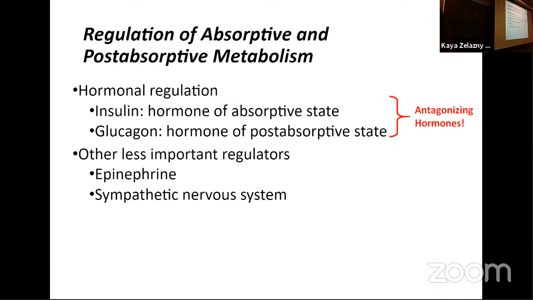There are some other regulators that come in here. So our epinephrine, our sympathetic nervous system, right? Our fight or flight sort of hormones and parts of the nervous system are also going to have an influence on whether we're in our fight or flight mode or our rest and digest mode, which we remember with the parasympathetics. So if you suddenly have a bunch of sympathetic nervous activity, you are not going to stay in your absorptive state, basically.